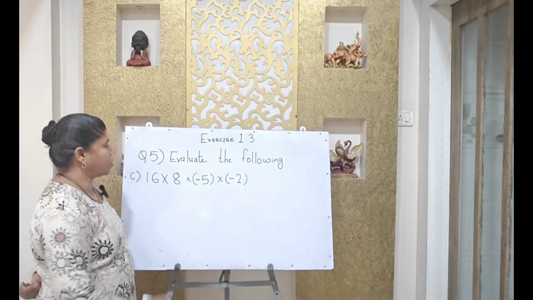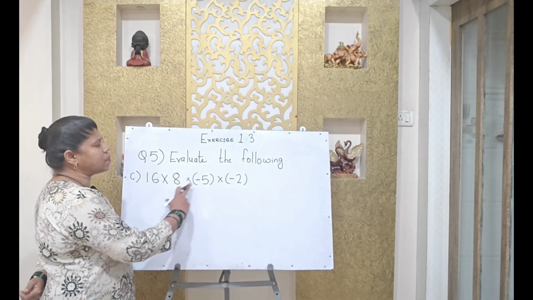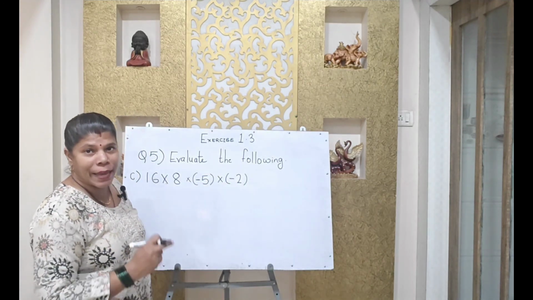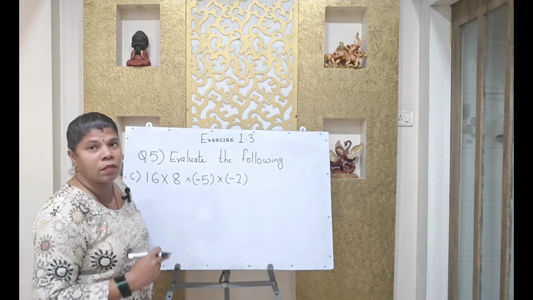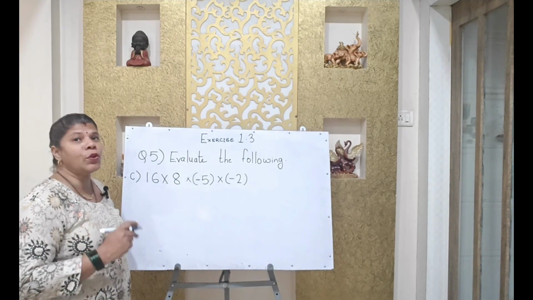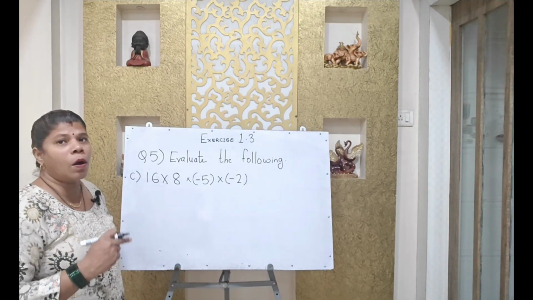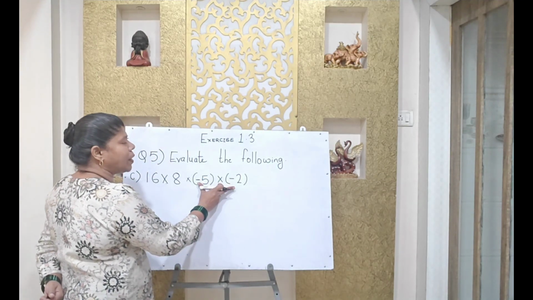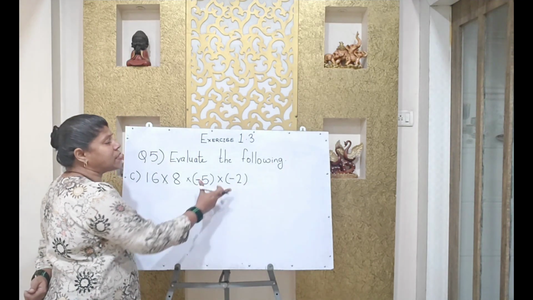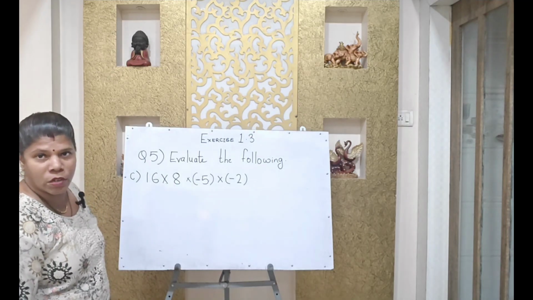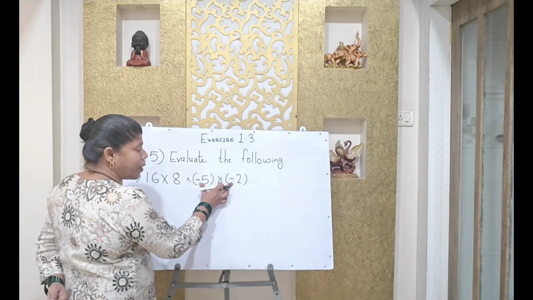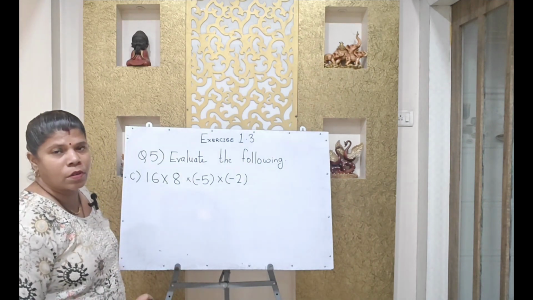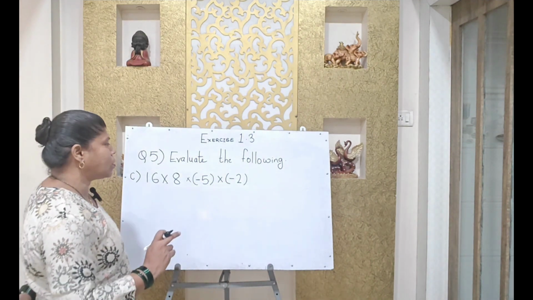Question 5c. 16 multiplied by 8 multiplied by -5 multiplied by -2. First, count all the negative signs in the numbers and find out whether your answer will be positive or negative. In this whole sum, only 2 negatives are there. So negative, negative, same sign 2 times, that is an even number of times, so the answer will be positive. Okay. 2 is an even number, so the answer is positive.